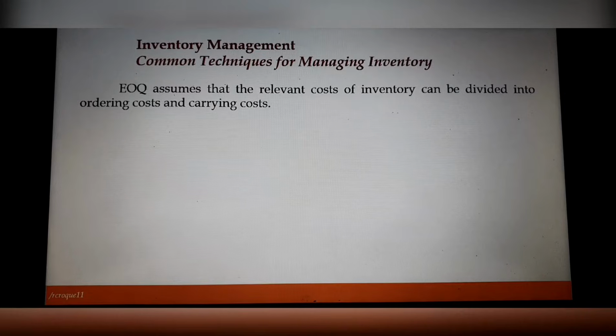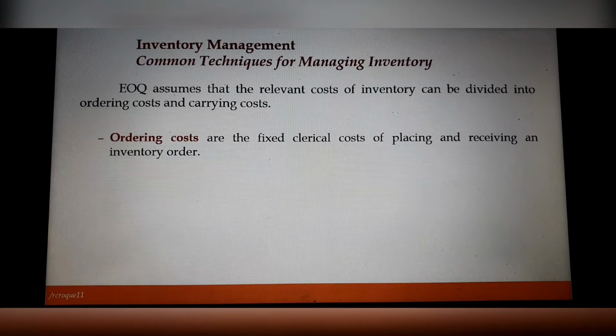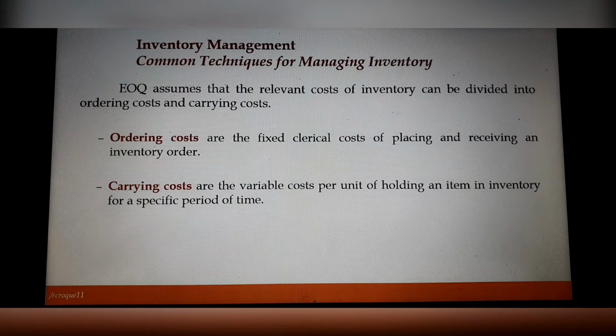So sabi nga natin, once we are able to determine our EOQ, ito na yung size ng order natin na ang ating cost of inventory would be at the minimum. And ang tinutukoy natin na relevant cost of inventory ay ang ordering cost and carrying cost. Pag sinabi natin ordering cost, fixed clerical cost of placing and receiving an inventory order. So, basically, lahat ng cost na may kinalaman from the time we place our order hanggang sa ma-receive natin yung ating inventory ordered. We also have the carrying cost. Yun naman yung mga costs associated with us keeping or holding the inventory.